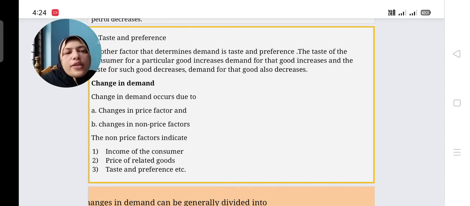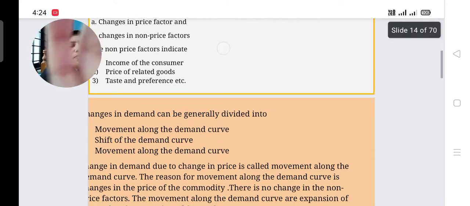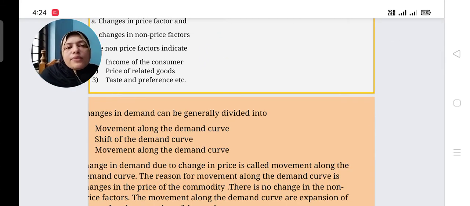Change in demand occurs due to two reasons, such as change in price and change in non-price factor. Non-price factor means change in income, change in price of related goods, taste and preference, any other change, not change in price. Then change in demand can be generally divided into two: movement along the demand curve and shift of the demand curve.